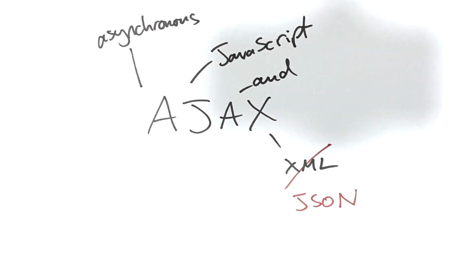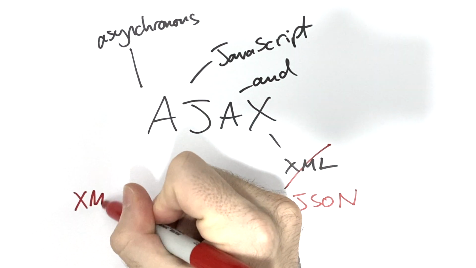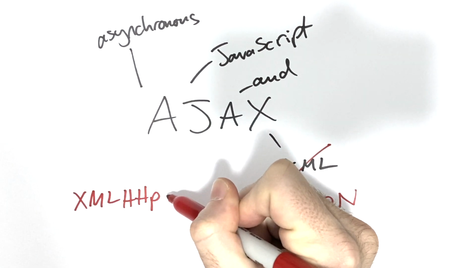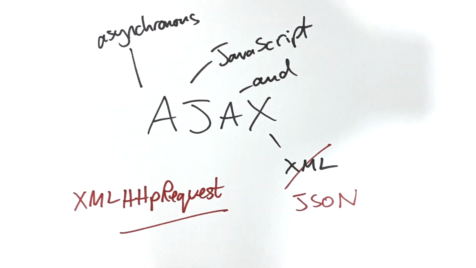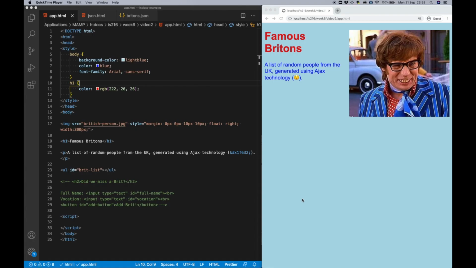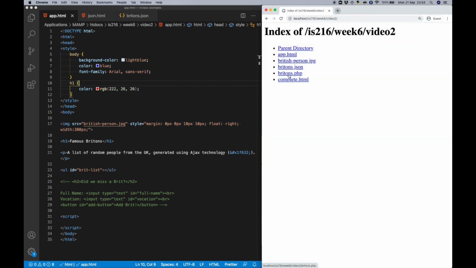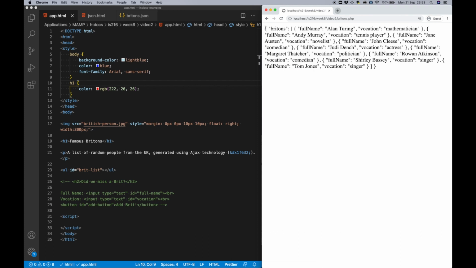Ultimately, the data exchange happens via a special built-in object called XMLHttpRequest, and this is what I'm going to be showing you in the video today. We're going to be using the same example as the previous video, but instead of hard coding the JSON as a string, what we're going to be doing is requesting it from a PHP file that dynamically generates it, Britons.php.